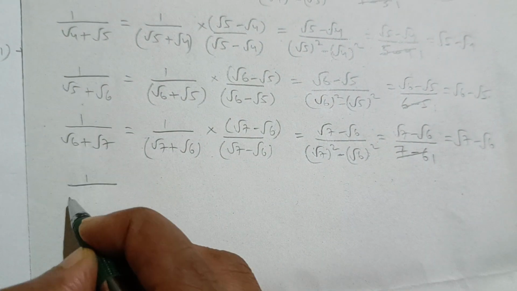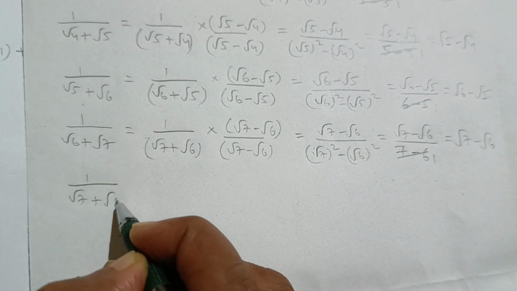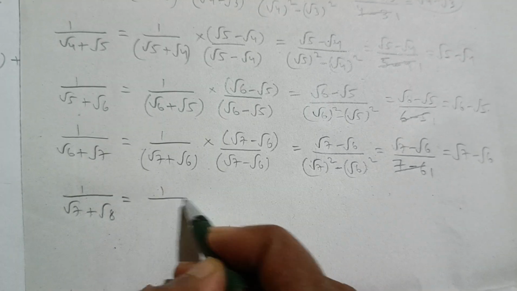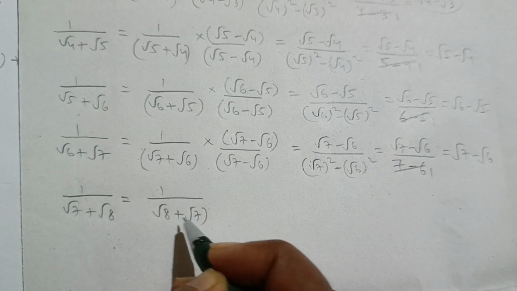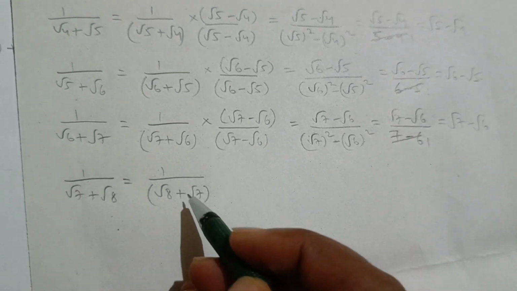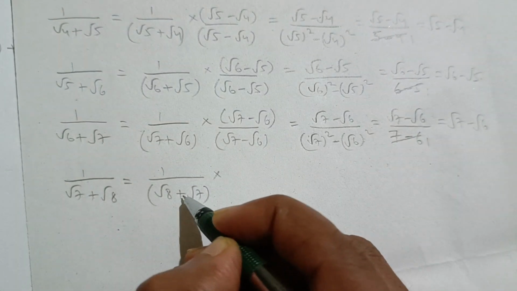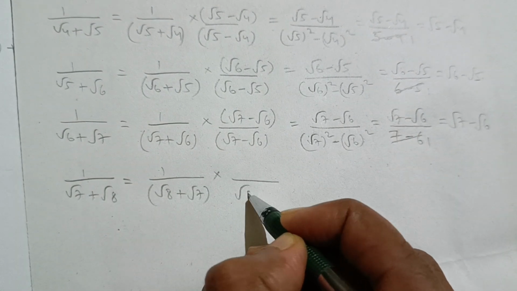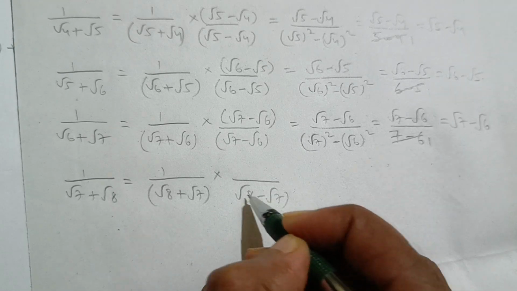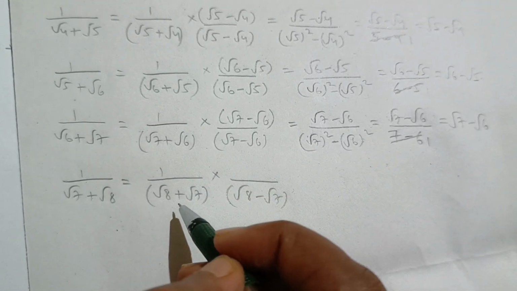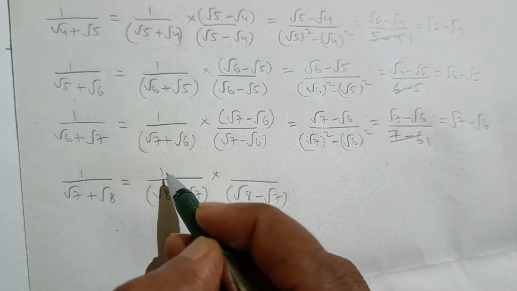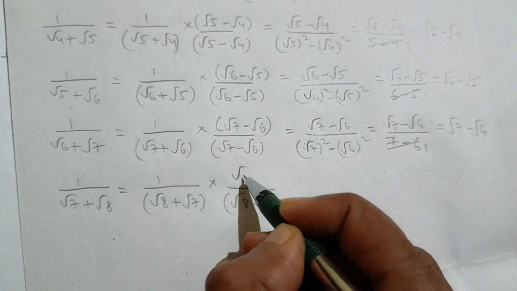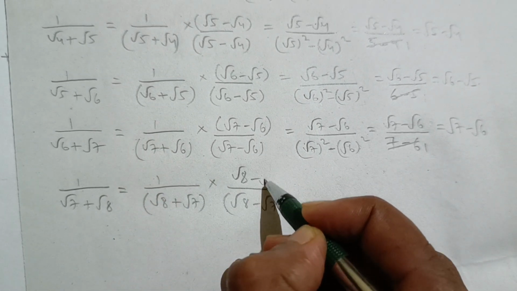So 1 upon square root of 7 plus square root of 8. This I can write as 1 upon square root of 8 plus square root of 7. Now to rationalize the denominator of this expression, I will multiply the denominator with square root of 8 minus square root of 7. And since I am multiplying the denominator with square root of 8 minus square root of 7, I will multiply the numerator also with square root of 8 minus square root of 7.